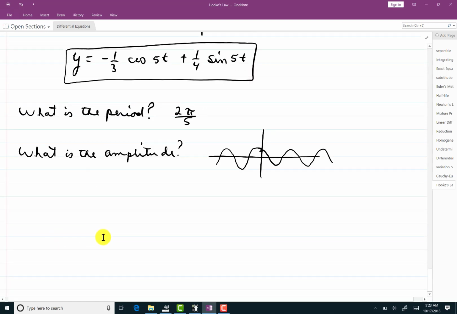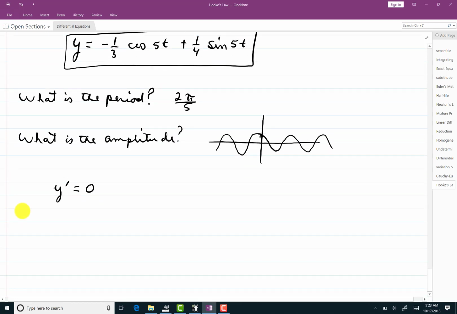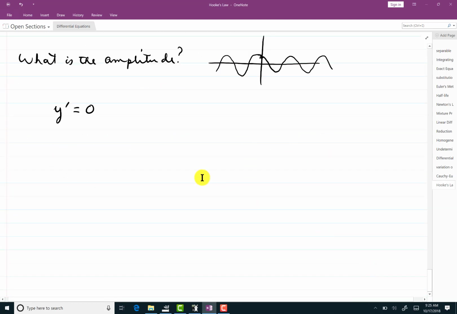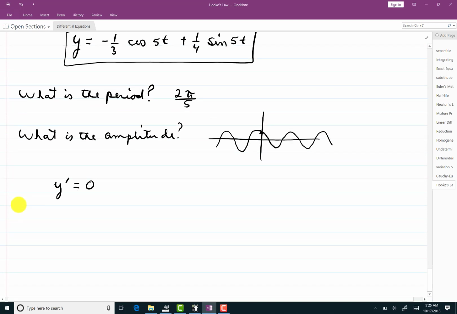What I'm going to do instead is take the derivative and find where the highest point occurs, and then that will be my amplitude. So I'll set y prime equal to 0. That tells us where the mins and maxes will occur. Let me go ahead and take the derivative of y. There's y right there. When I take the derivative, cosine is negative sine.